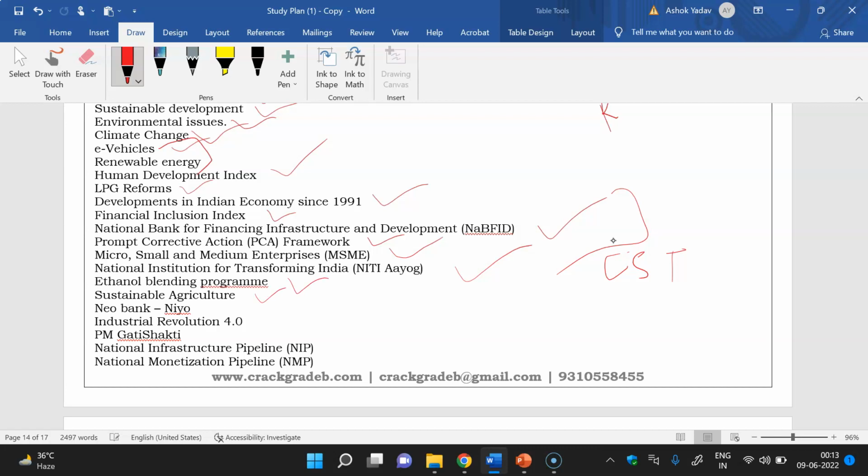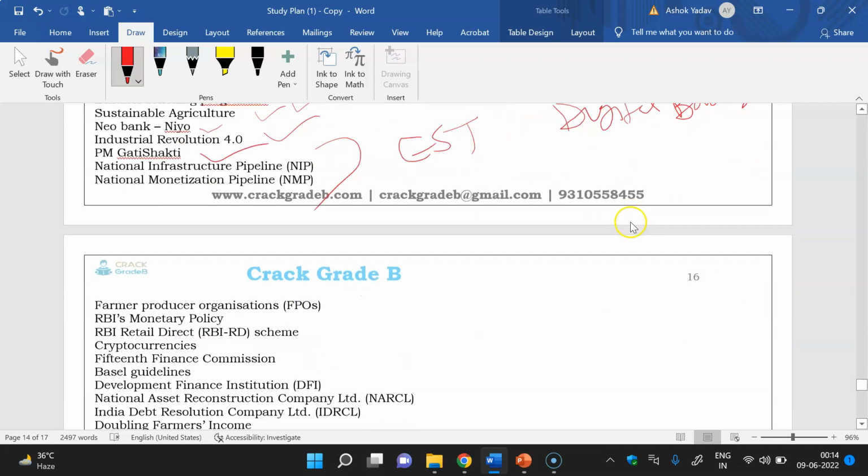Sustainable agriculture, neobank or digital banking. Digital banking is a very important topic. It is a very important topic for English descriptive as well. Industrial Revolution 4.0, PM Gati Shakti for ESI. These are very important topics.